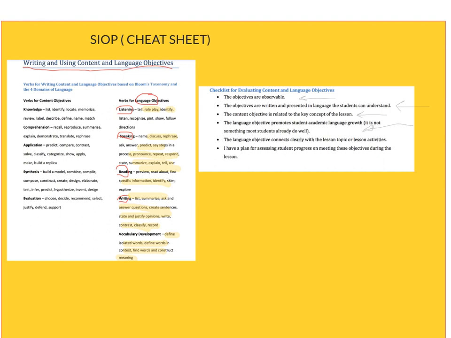The language objectives connect clearly with the lesson topic or lesson activities, and I have a plan for assessing student progress on meeting these objectives during the lesson. So make sure that you're following these guidelines, and good luck when it comes to writing your language objectives.